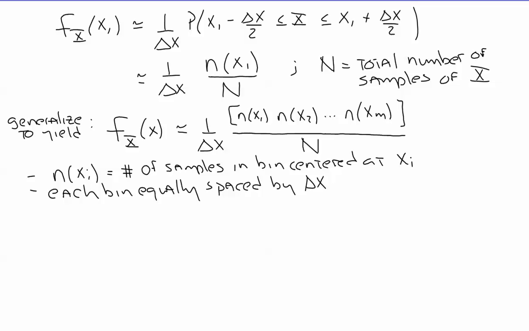All right, I'm assuming that each bin is equally spaced by delta x. Each bin is delta x wide. That doesn't necessarily have to be the case, but I'm assuming that to be the case here. I typically do in my own work.